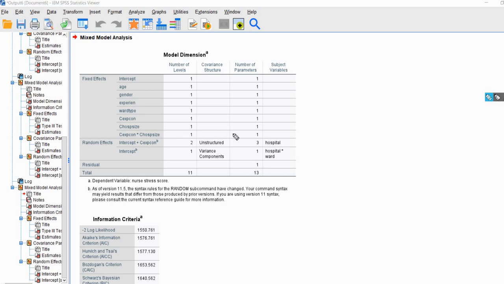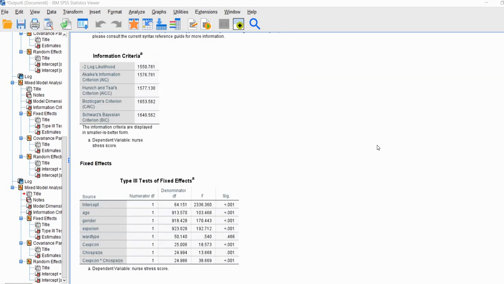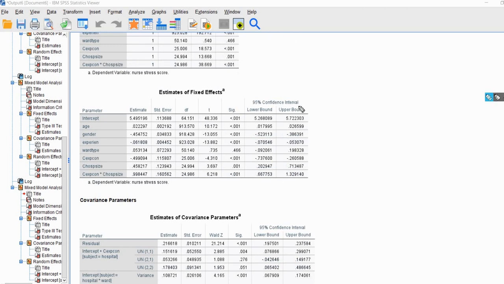You'll notice that we've added one additional parameter to our model. So now we're up to 13 parameters being estimated. We'll scroll down, and in our table of fixed effects, we now have this interaction term. There's our regression slope, and you can see that we have statistical significance. What that's telling us is that the relationship between the experimental control variable at level 2 and the ward level stress is being moderated by hospital size.